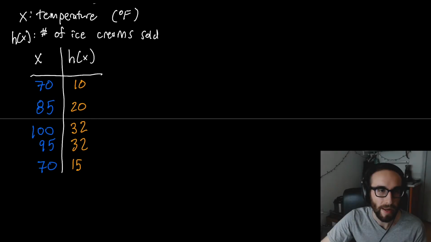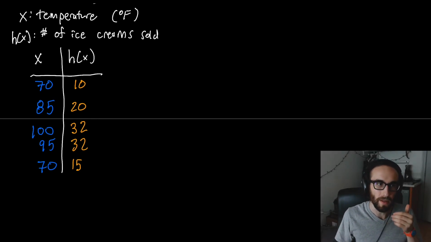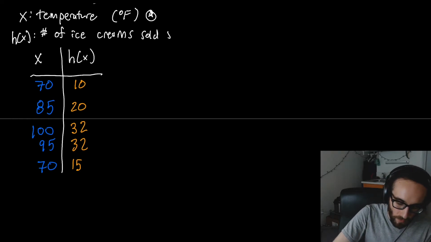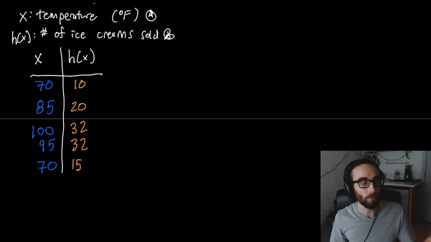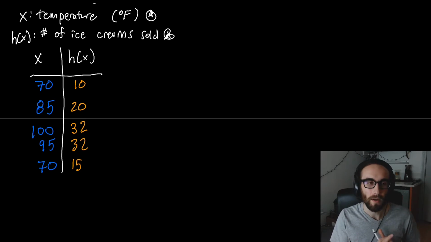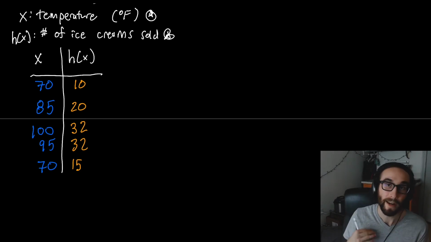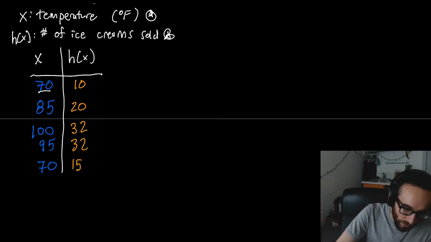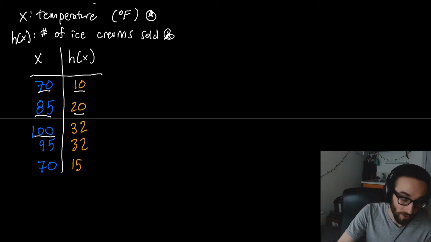All right, so here we have a table. The x variable represents the temperature in degrees Fahrenheit. The h of x, or the output, represents the number of ice creams sold on that day. So maybe you're running an ice cream stand, for example. So when it is 70 degrees outside, we sold 10 ice creams. When it's 85, it's a little bit hotter, we sold 20 ice creams. Really hot day, 100 degrees, we sold 32 ice creams.